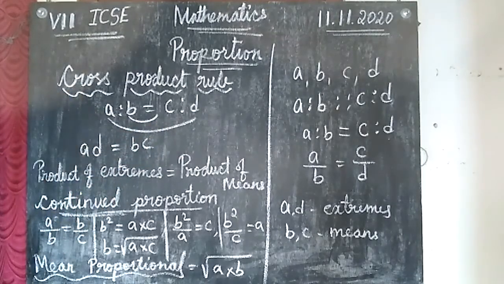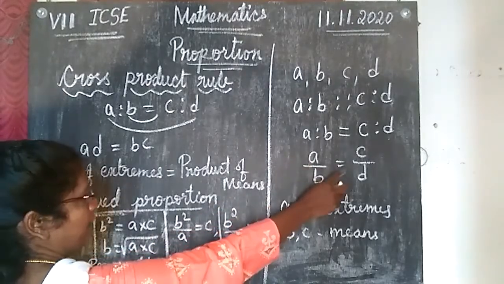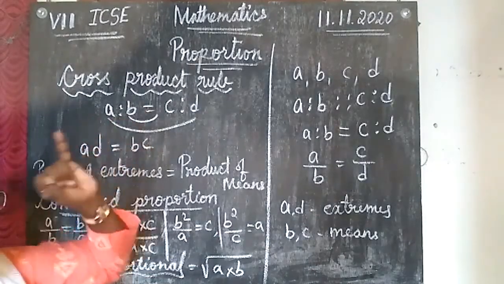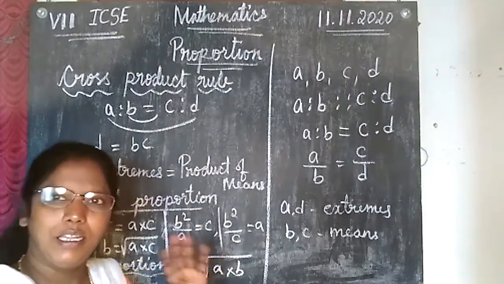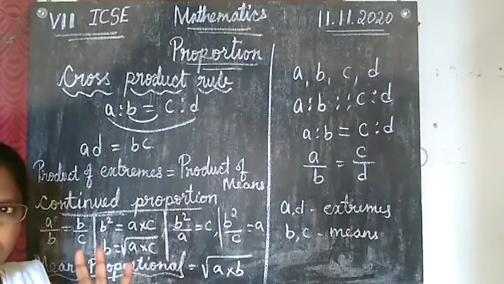Next we'll come to continued proportion. Continued proportion means we know that we can write the proportion like this: A by B is equal to C by D. But here we had four quantities A, B, C, D, while here only three: A, B, C. Only three quantities or three terms.